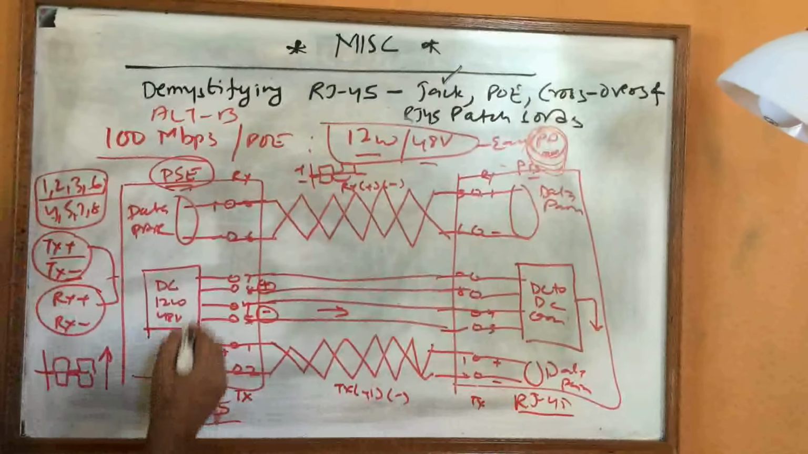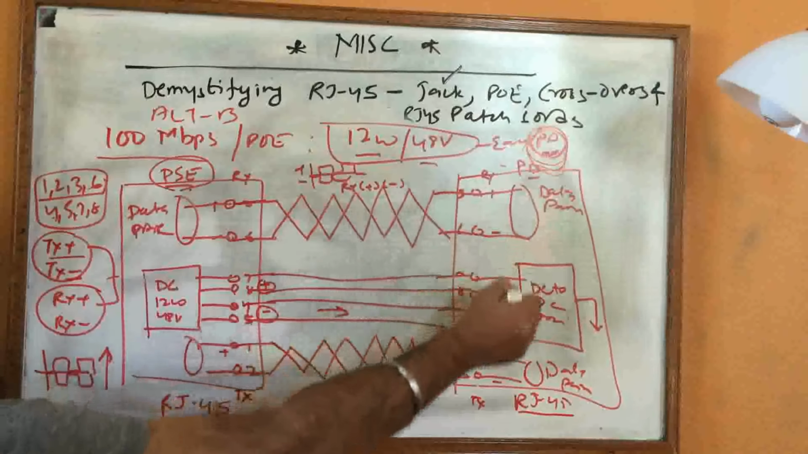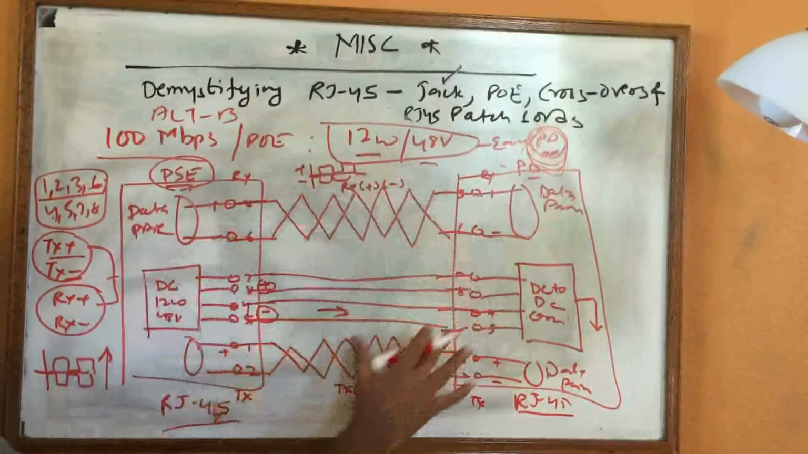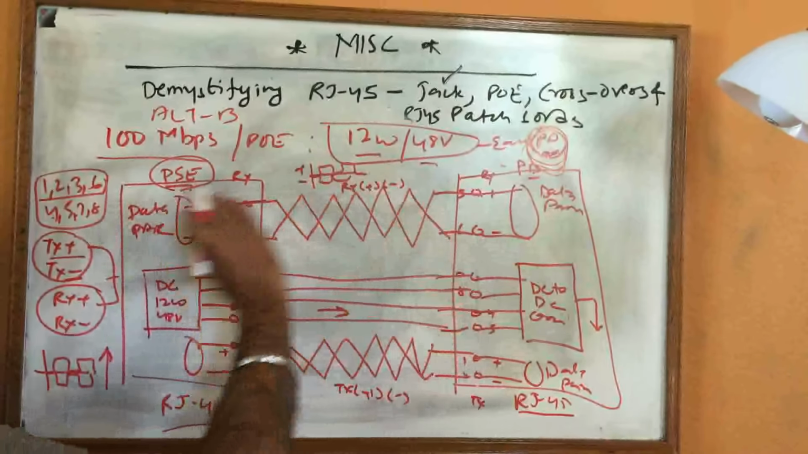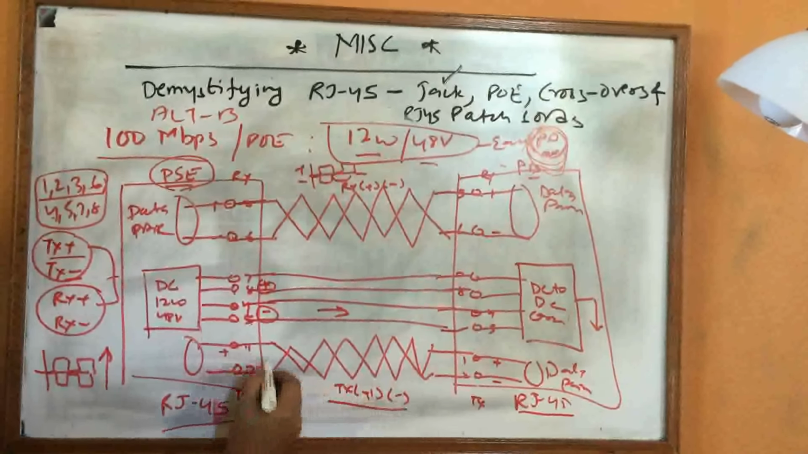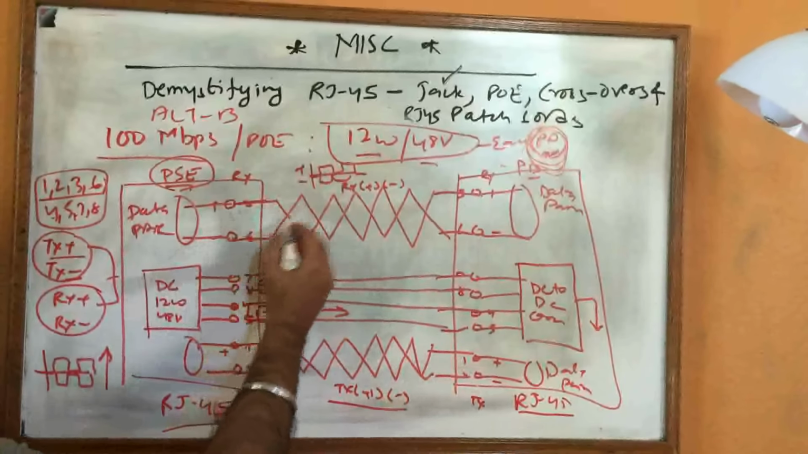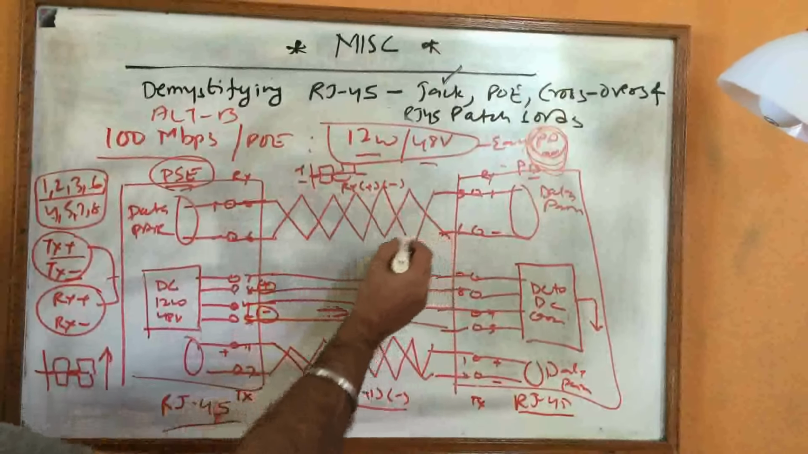This is an RJ45 jack with a total of 8 pins, 1, 2, 3, 4, 5, 6, 7, 8. But I have named them differently in order to put this diagram in perspective, so that you can understand what is happening where. Pin number 1 and 2 are doing the transmission. I am showing that transmission is happening using two wires. Here the receive is happening between the two devices using this type of representation.